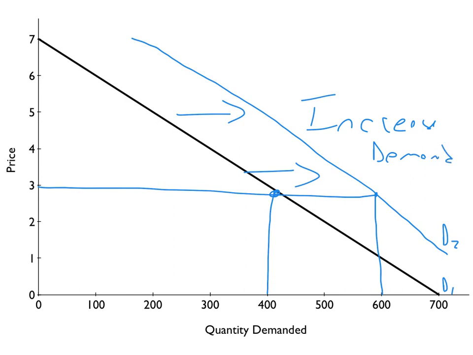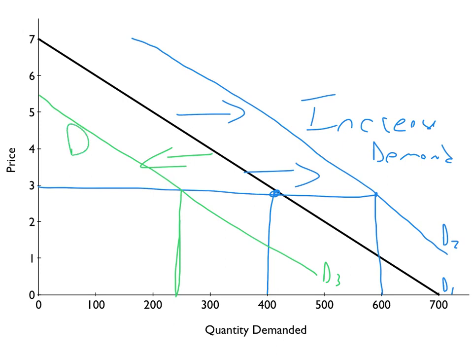Similarly, we can represent a decrease in demand. That would be represented by a leftward shift in the demand curve, and it would look something like this. We might call this D3. This is a decrease in demand at every price. Quantity demanded is lower. So in this case, at a price of $3, quantity demanded is about 250. So at every price, quantity demanded is lower. So this represents a decrease in demand.